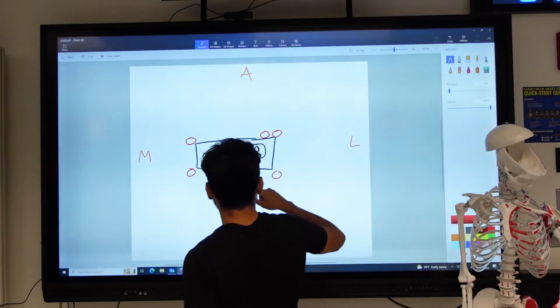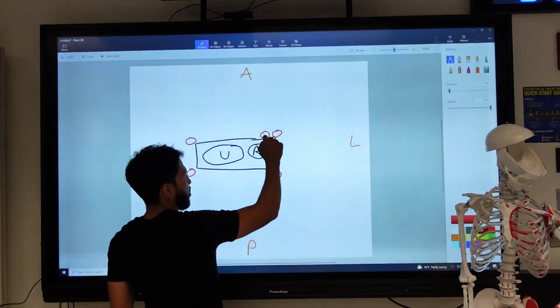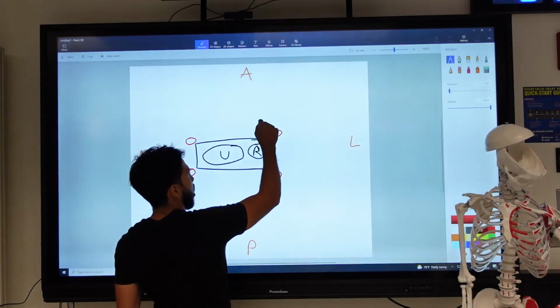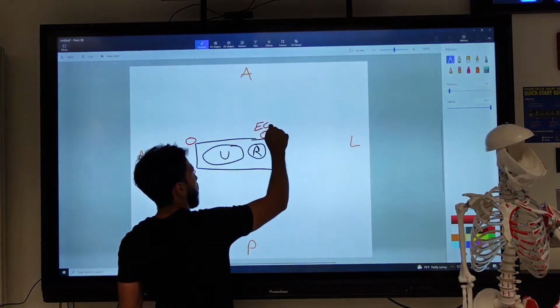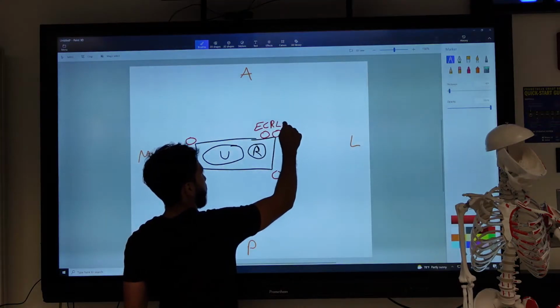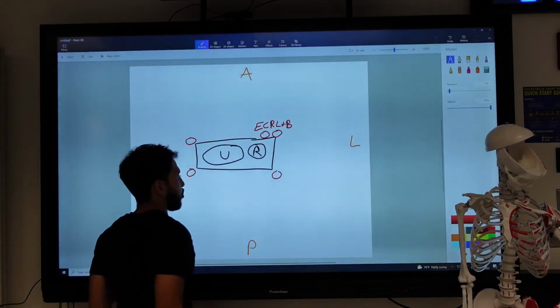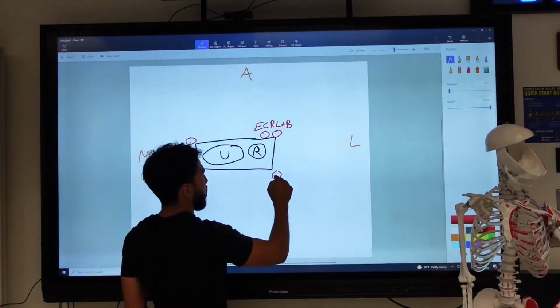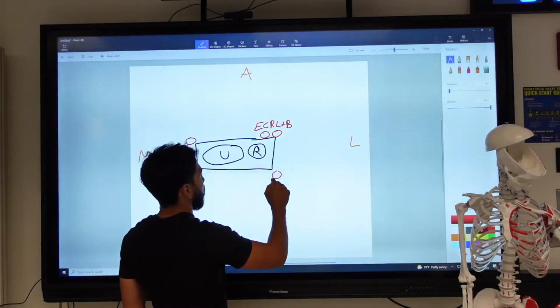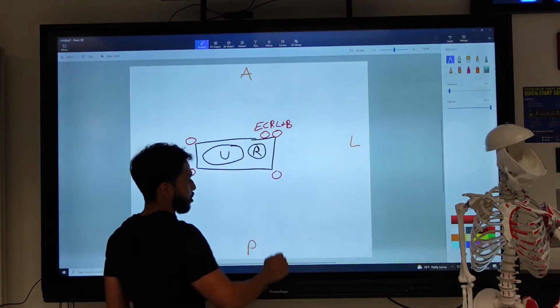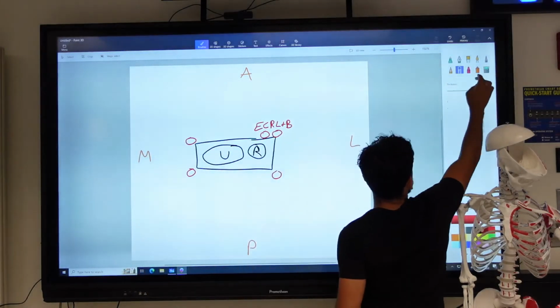So this muscle or set of muscles that we see right here, these two are going to be our extensor carpi radialis longus and brevis. Okay, there's two of them right here. This one right here is going to be, oh no, that's not correct.